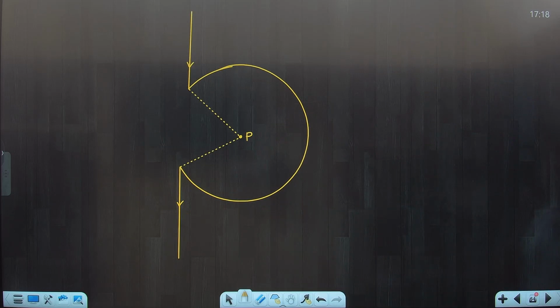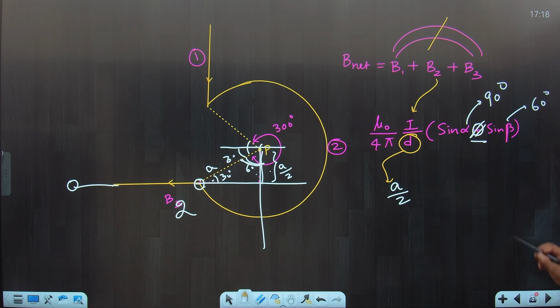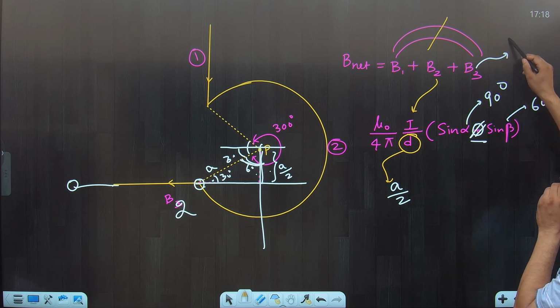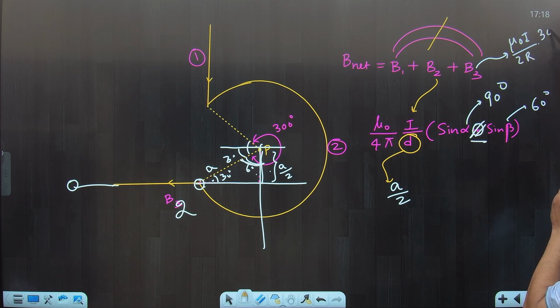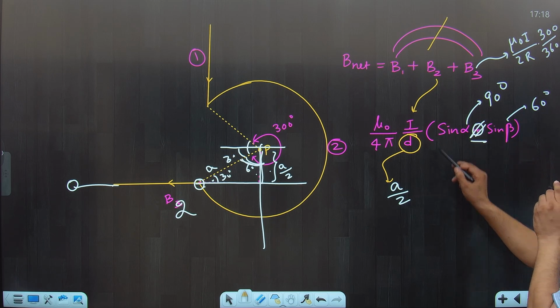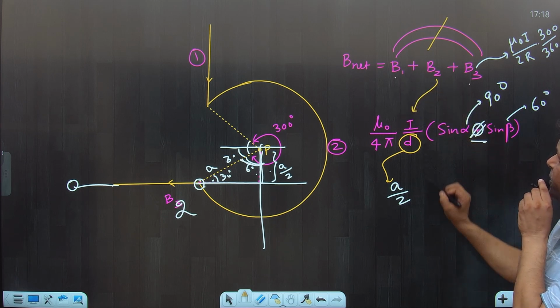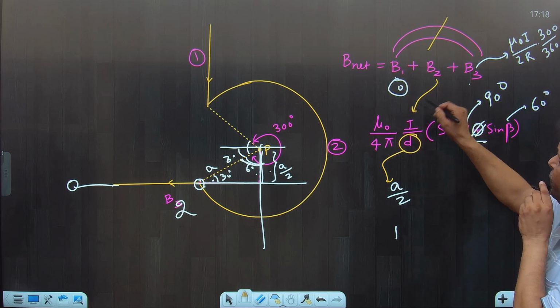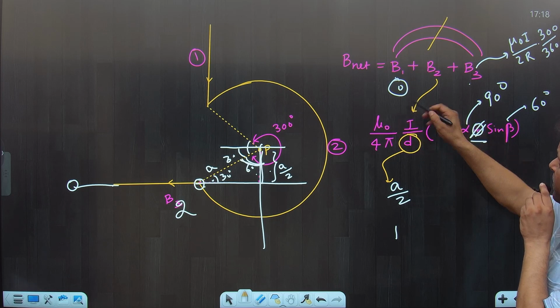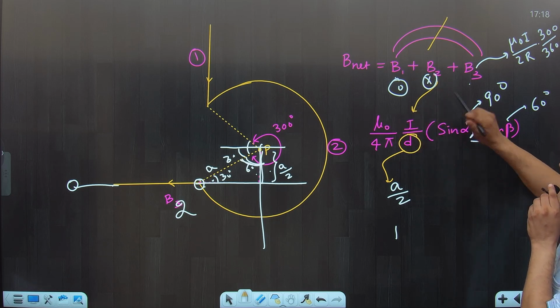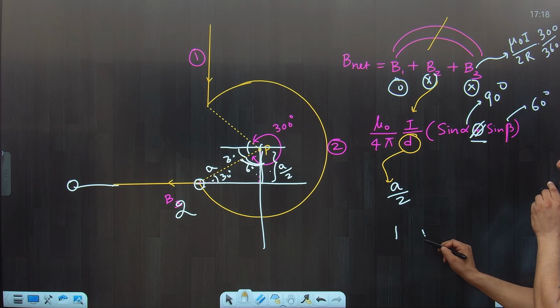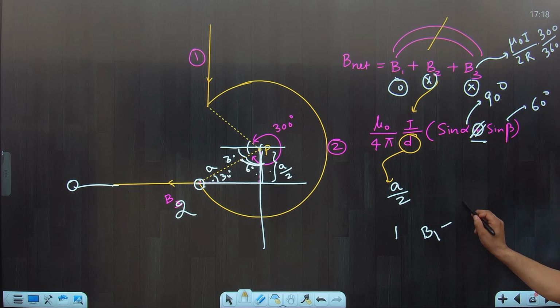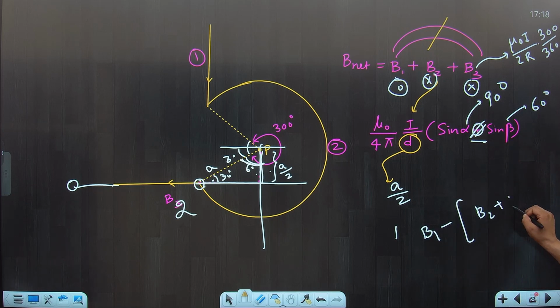Now we calculate B3 here. B3 will be mu naught I by 2r due to the complete circle, into 300 by 360, the fraction. Now you calculate all this. B1 and B3 are in opposite directions. So B1 is out of the paper, B2 is into the paper, and B3 is into the paper. So your answer is B1 minus B2 plus B3. You should calculate it.